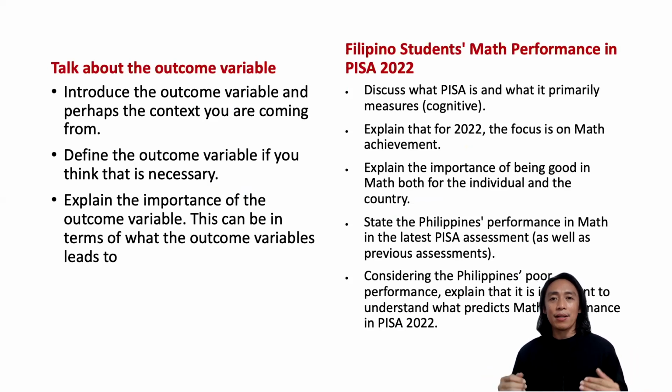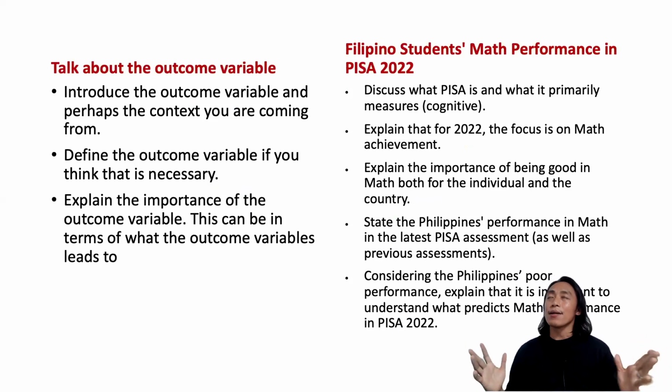Given our example, here is what I would do. In the first section of the RRL, I will talk about the outcome variable. And therefore, the first section heading of my literature review will be Filipino students' math performance in PISA 2022. Highlighting that my outcome variable is math performance in PISA 2022, and specifically, I'm talking about the performance of Filipino students. Why Filipino students? Because I'm from the Philippines.